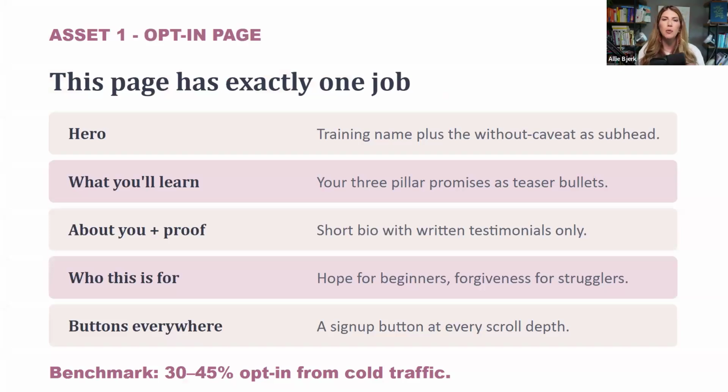So the opt-in page has only one job. You want to make sure people know how to sign up for the training. You're going to show them what they're going to learn on the training with those 3 pillars promised as different teaser bullets on the page. Something about you that gives them proof that you know what you're talking about, who it's for. So showing that hope for beginners, forgiveness for strugglers is a way to think about that again. And then buttons everywhere. So pretty much every scroll depth or so, you can have 3 or 4 different sign up buttons on one registration page.